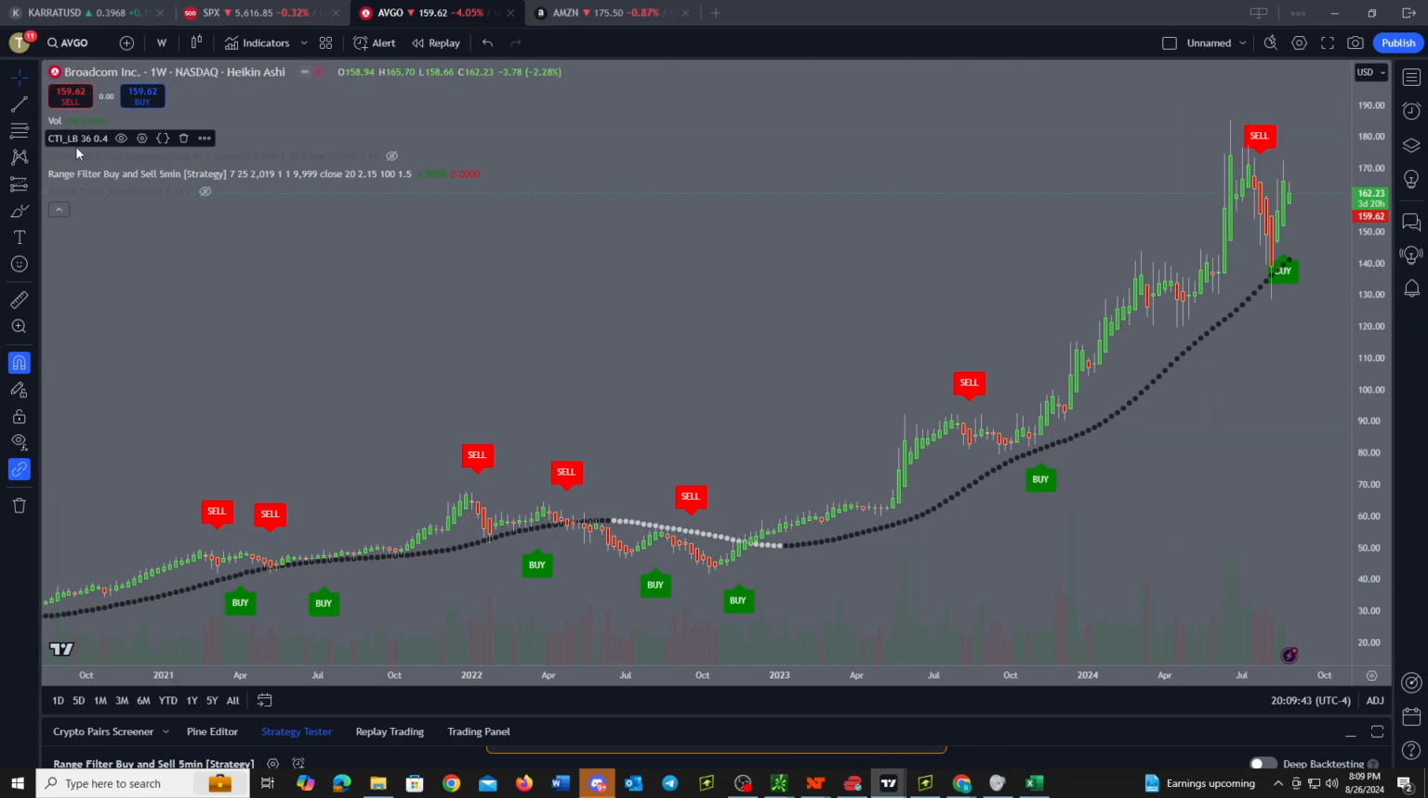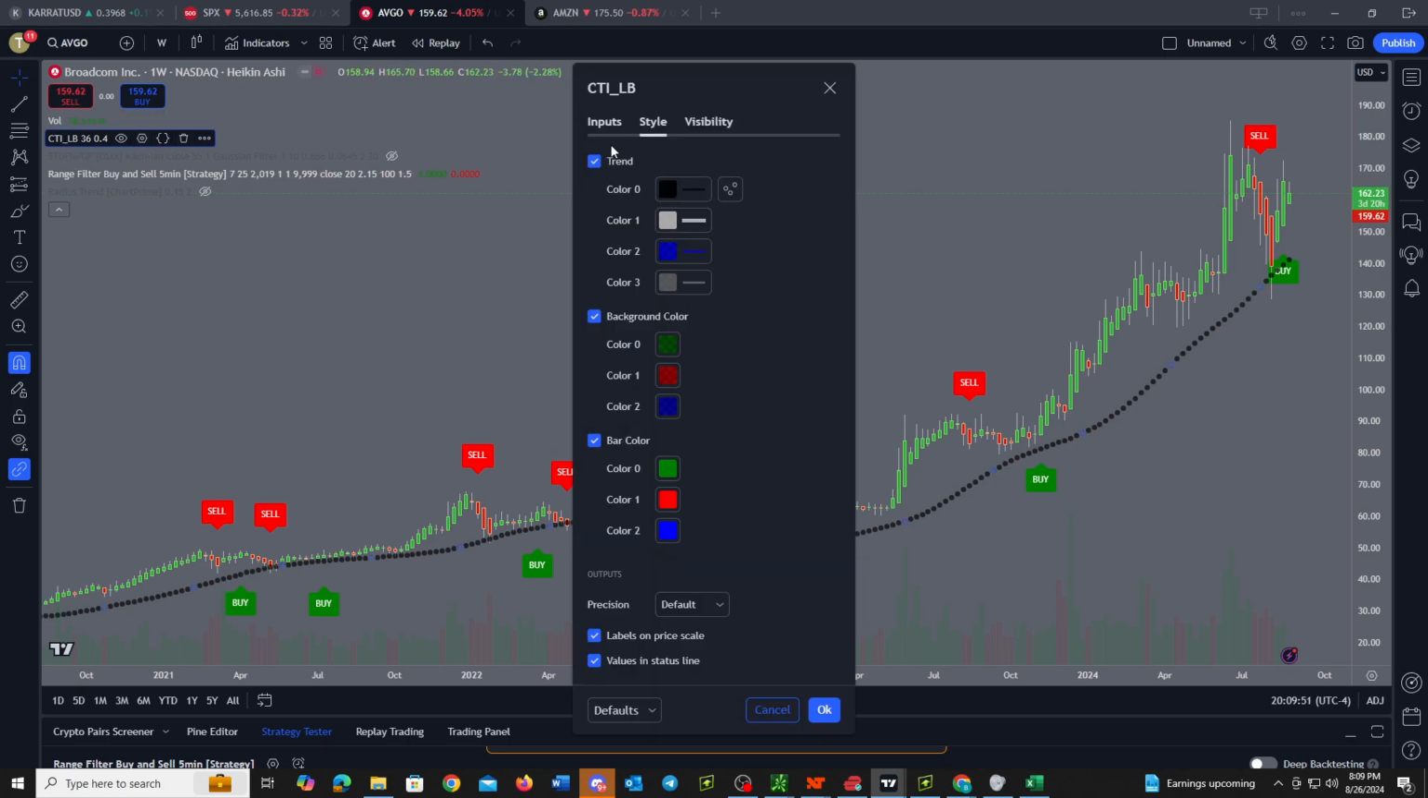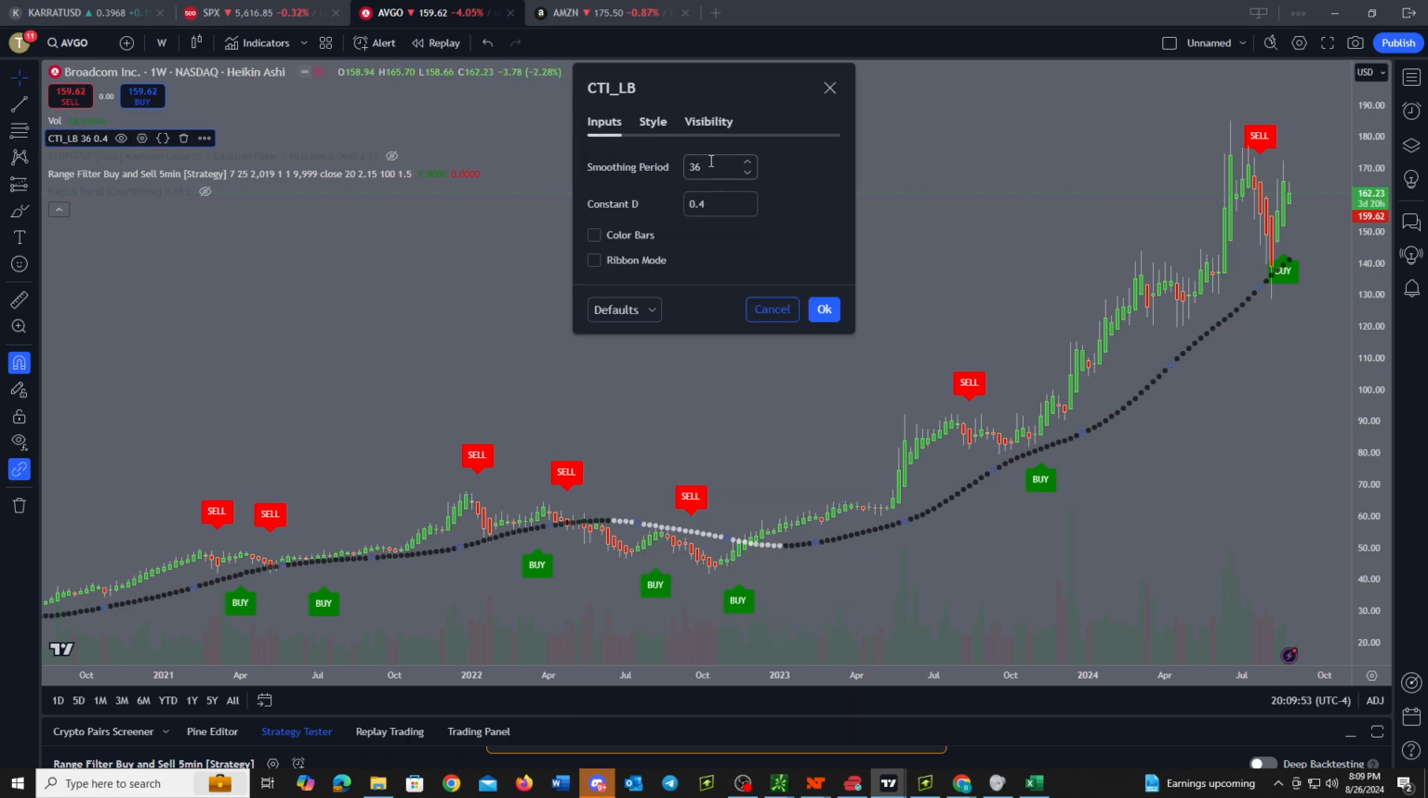That's the CTI_LB. I think I have it set for the default. No, I set it to a 36. I prefer the 36 setting smoothing factor on this, and all this is just derivatives of moving averages.